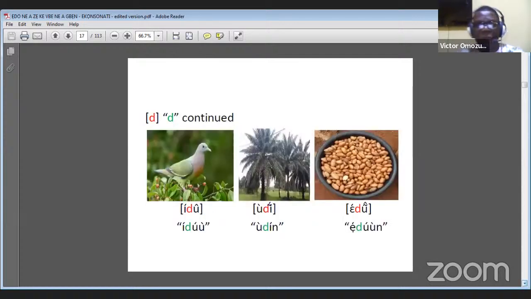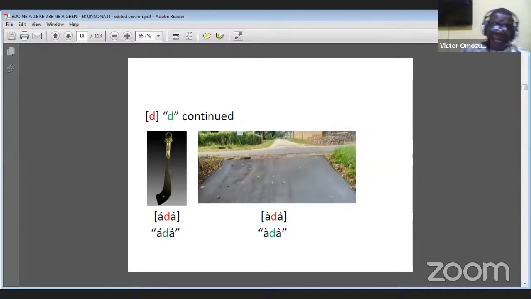So let me continue. Then the D over there, Idu. It cannot be pronounced in any other way in Edo. Then you have it in Udi. That's the D in Udi, the D in Edo. Edo, you have the picture there, that is bitter cola. D, Ada.